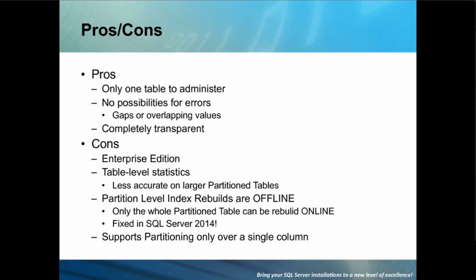Disadvantages? Microsoft wants to have some money from us, means Enterprise Edition, no chance on Standard Edition. Statistics. There are no partition level statistics in SQL Server. We have only statistics on the table level. Means when we have a very, very huge partitioned table, we have one statistics object for an index, and within that statistics object, we have our histogram with 200 individual steps. The larger your partitioned table gets, the less accurate your statistics are. Just think about that. As I've said earlier, partition level index rebuilds are offline till SQL Server 2012. Starting with SQL Server 2014, those rebuilds are online operations.